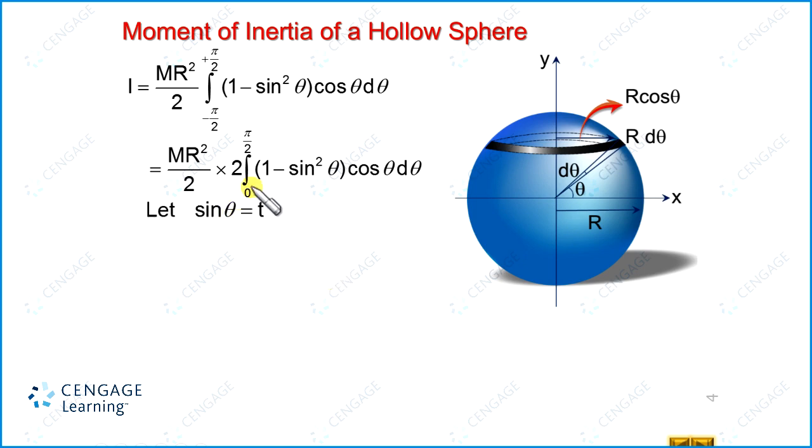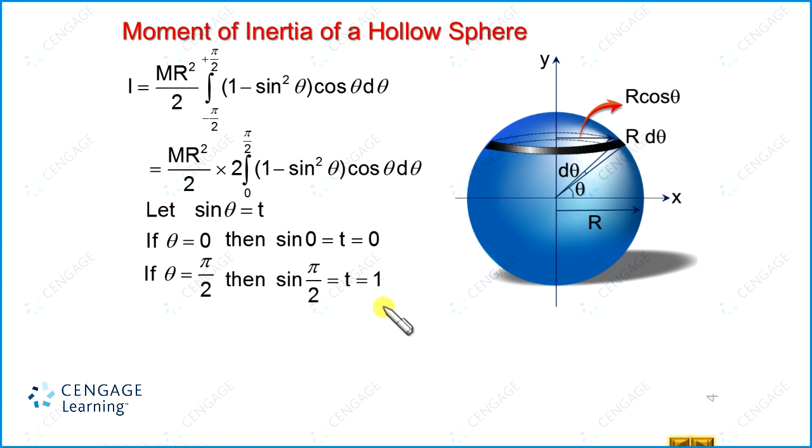Okay. Let us change the limit. When theta equal to 0, t equal to 0. When theta equal to pi by 2, t equal to 1. So this is the final substitution limits. Okay. Now we can substitute 0 to 1, here 1 minus t square, right? And we can differentiate this relation. We will get cos theta d theta equal to dt.